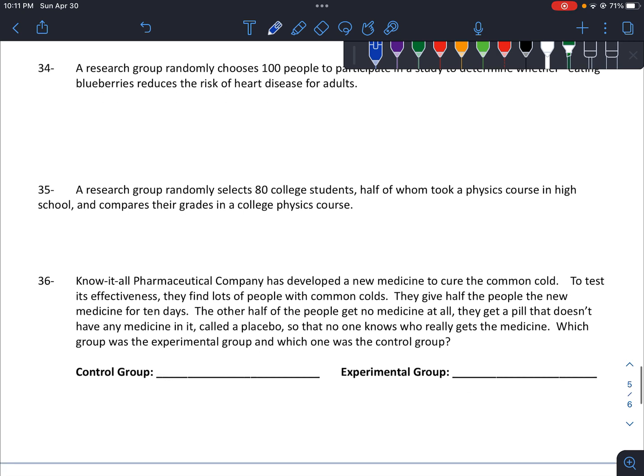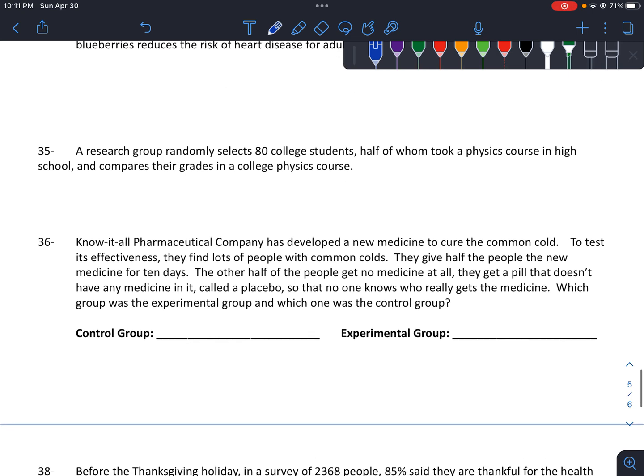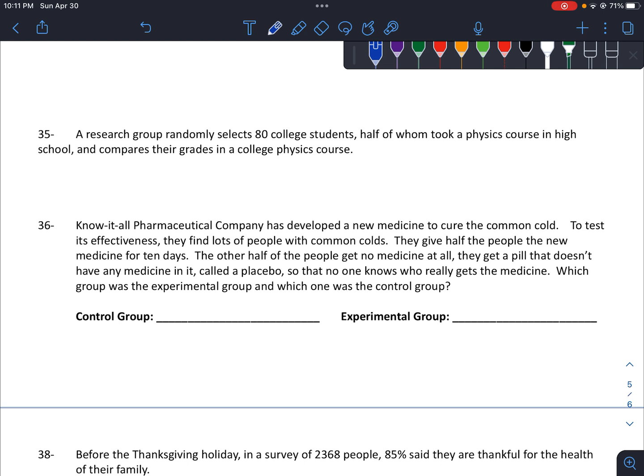For the next one, a research group randomly selects 80 college students, half of whom took a physics course in high school, and compares the grades in a college physics course. Couldn't really do an experiment on that one. So I would probably say between survey and observation, probably an observation. You can just take a look at grades and compare.